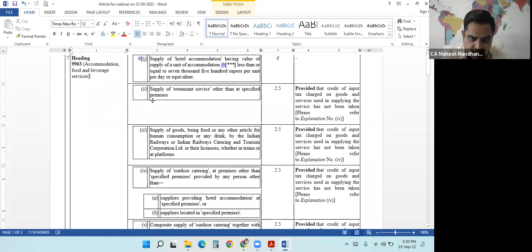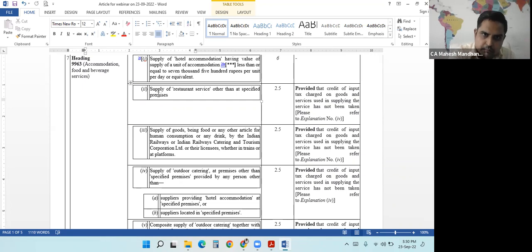Coming to clause 2, supply of restaurant service other than at specified premises. Now first see, we have already seen restaurant service means supply of food by restaurant, by mess, by canteen, by eating joints, whether the food is provided in the premises or by way of takeaway food or door delivery of food. It will always be treated as a restaurant service.